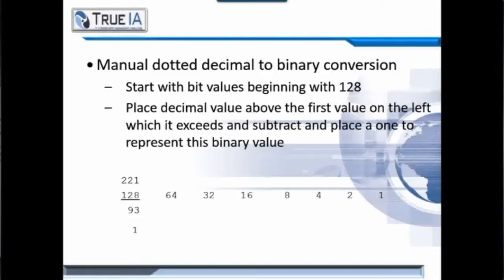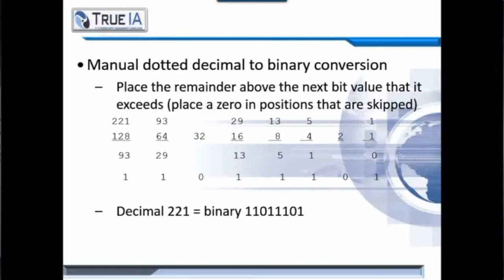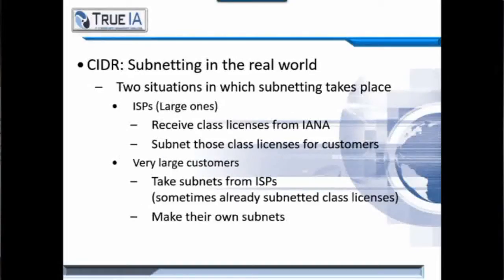Next, we need to place the decimal value above the first value on the left, which extends, and then subtract and place a 1 to represent this binary value, or on. Then place the remainder above the next bit value. So that is the classic way to do it.